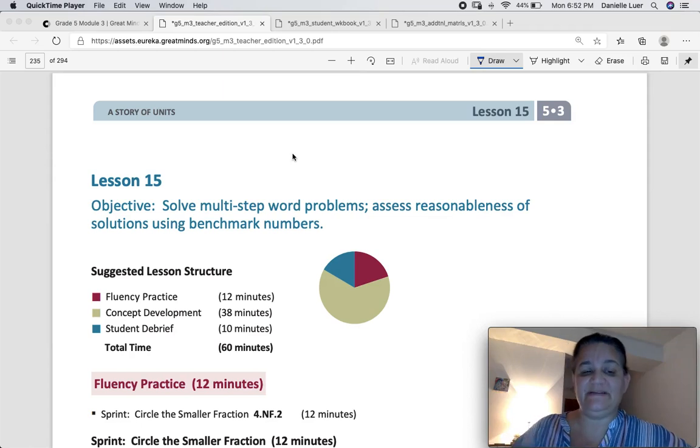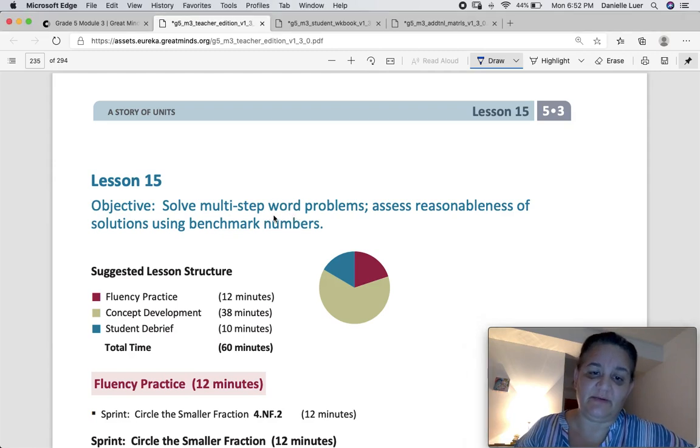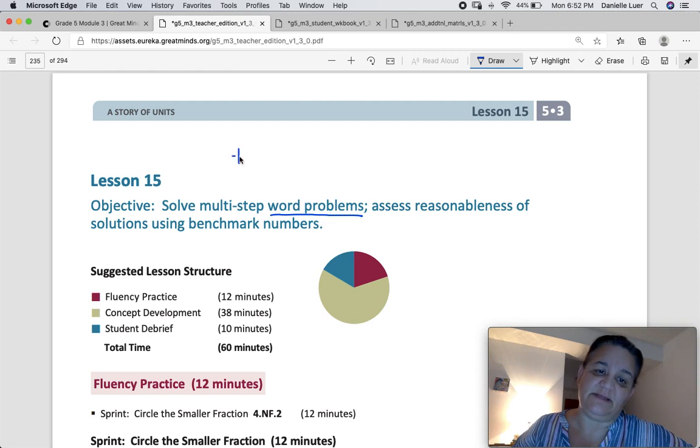Module 3, Lesson 15. We are winding down this module, so of course they're going to hit us with the word problems, okay? These are multi-step, which means there could be some addition, there could be some subtraction. You have to read carefully and assess reasonableness of solutions using benchmark numbers.